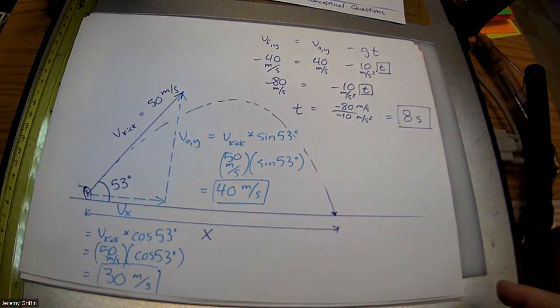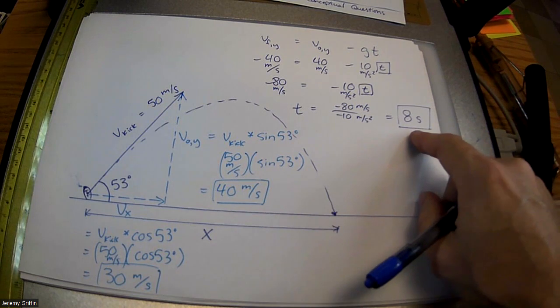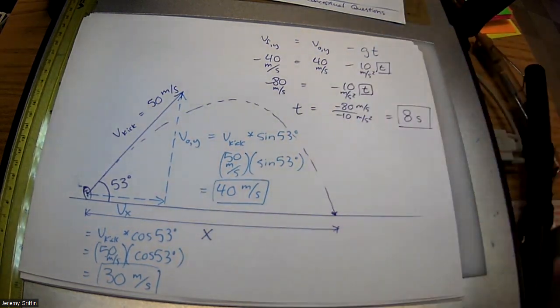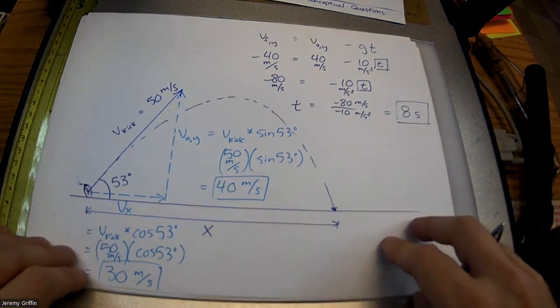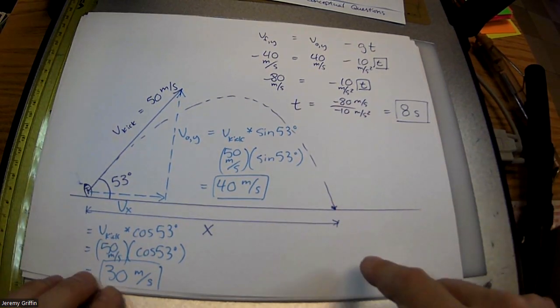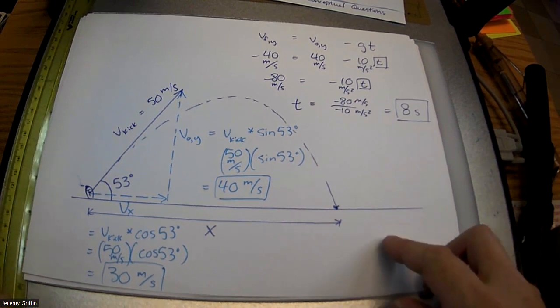Using the counting method, going second by second, we got a hang time of 8 seconds. Same thing, right? And this is not even the only way to do it. There are other ways you can do it too, with those other equations. Be a little creative.